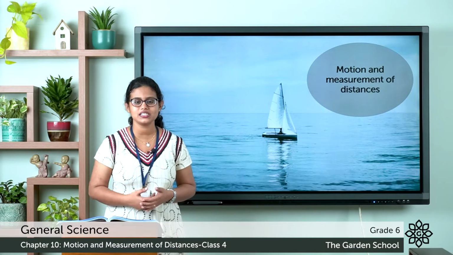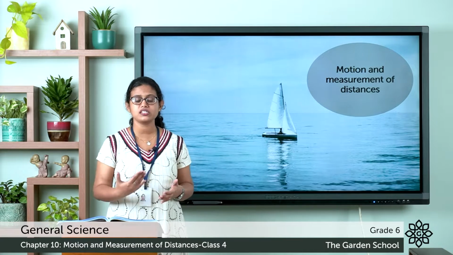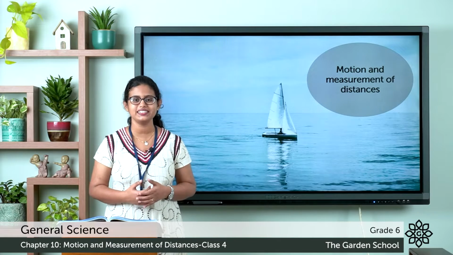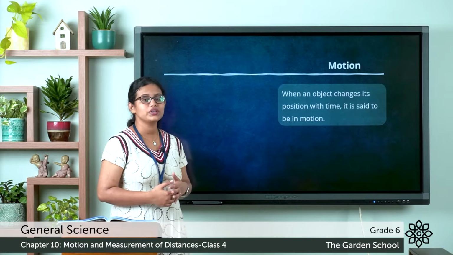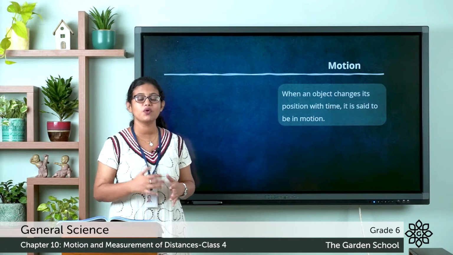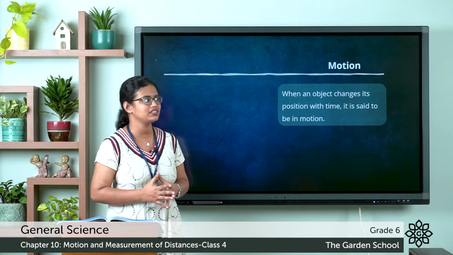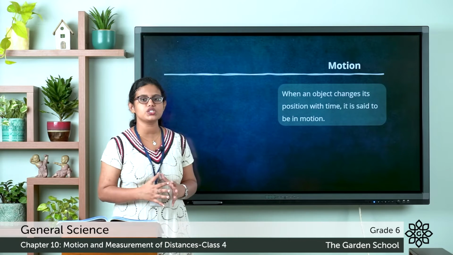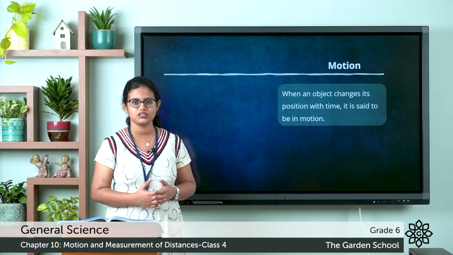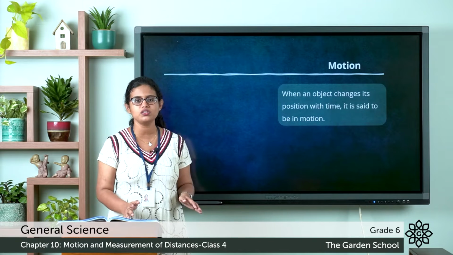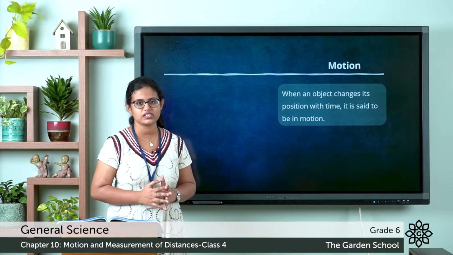Today we are going to discuss the rest of the types of motion. In the last class we discussed motion. I hope you all remember what is motion. When an object changes its position with time, it is said to be in motion. When there is no change in position, it is said to be at rest.